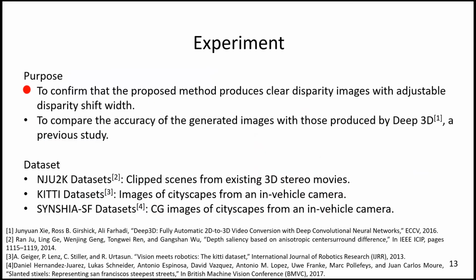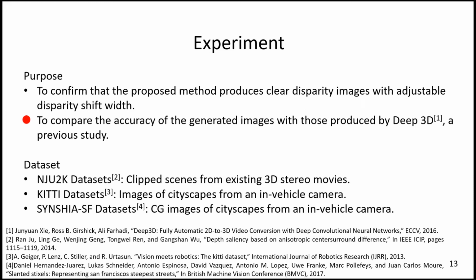In the experiment, we aim to evaluate the effectiveness of our proposed method in generating a clear right eye image with a variable disparity shift width from a single left eye image. Additionally, we plan to compare the accuracy of the generated images with those produced by Deep3D, a previous study. There are 3 datasets used in this experiment.